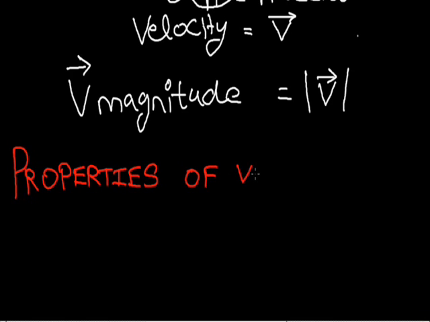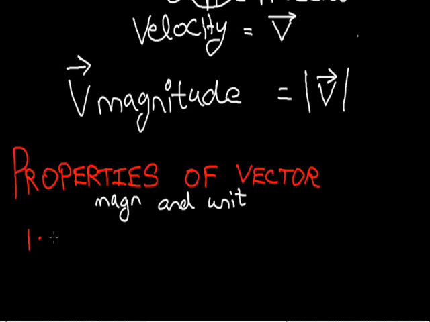Now let's see some properties of vector. The first property: in addition to magnitude and unit, a vector must also have, first of all, direction. Okay. It has a specified direction.